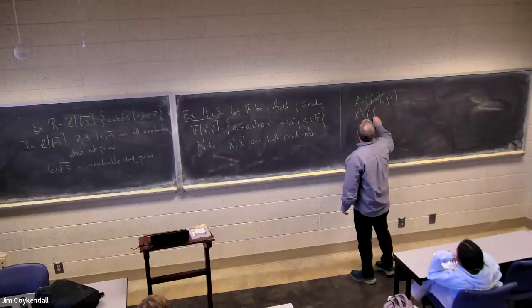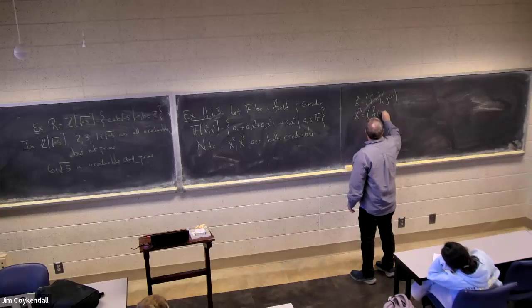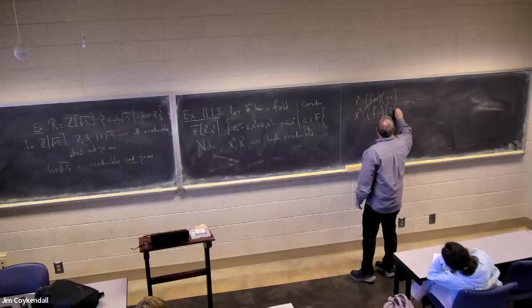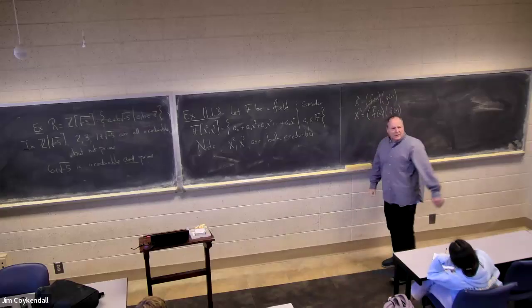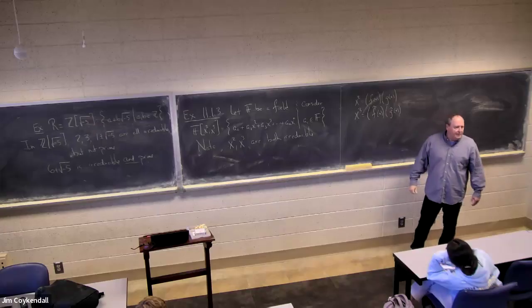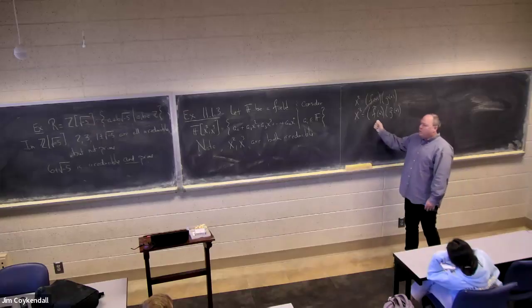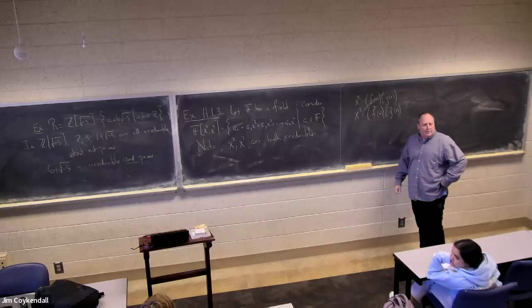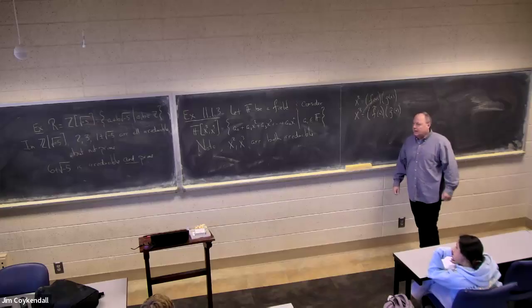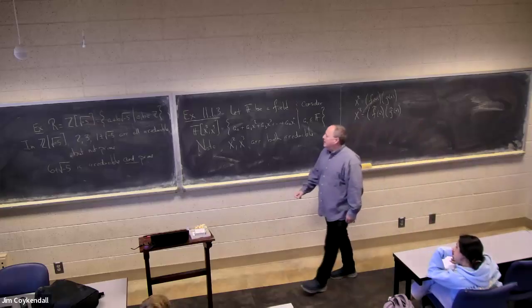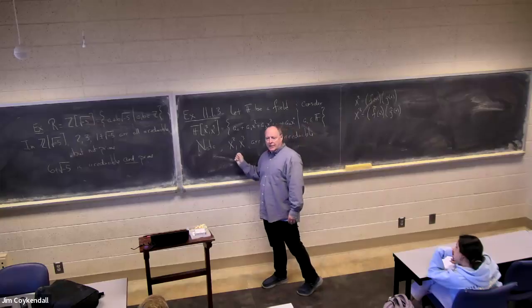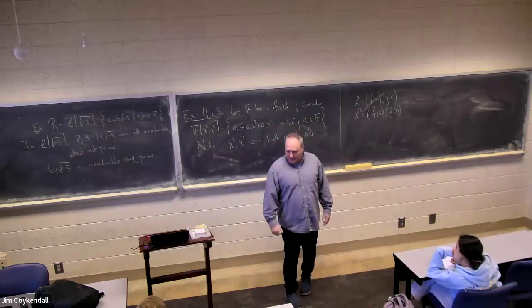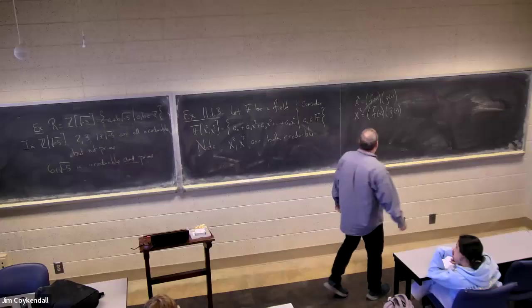x cubed is just a little bit more complicated, but it's essentially the same thing. You can either have degree 3 and 0, or 2 and 1. And you can't have the degree 1. Everybody with me so far? So these are both irreducible elements. Okay, so far we're good.